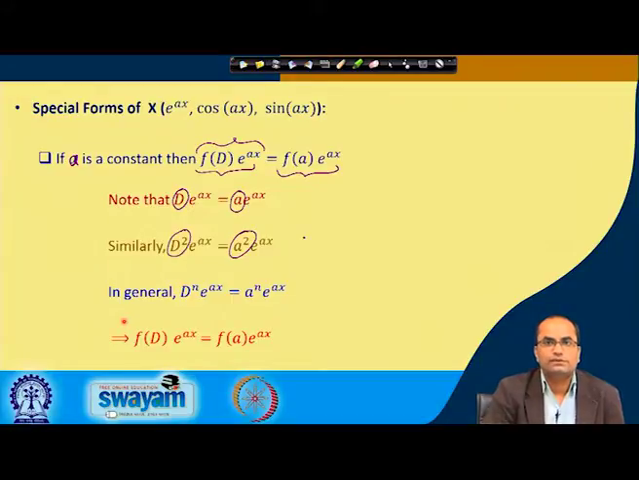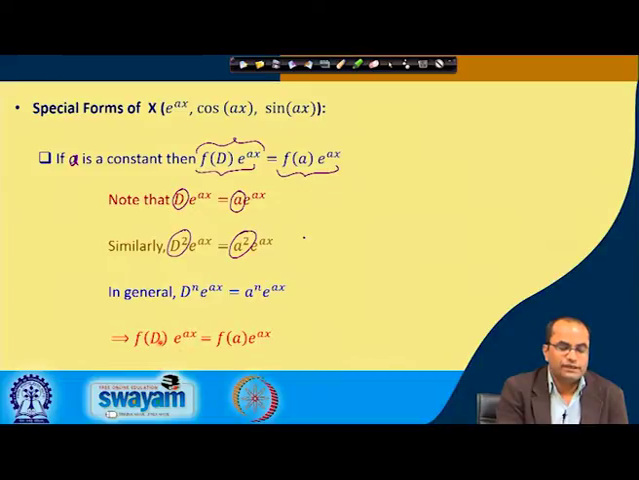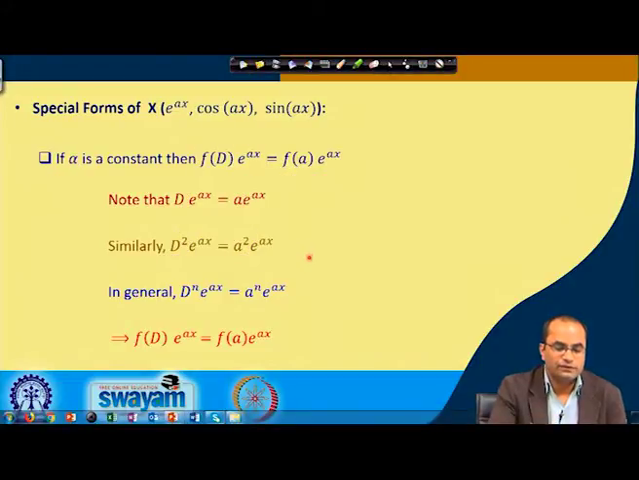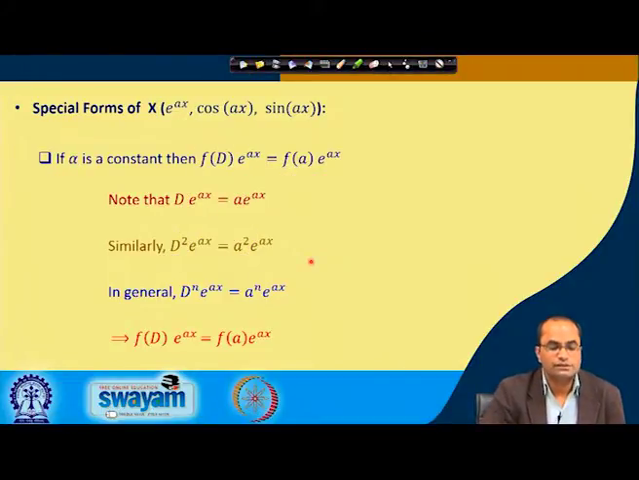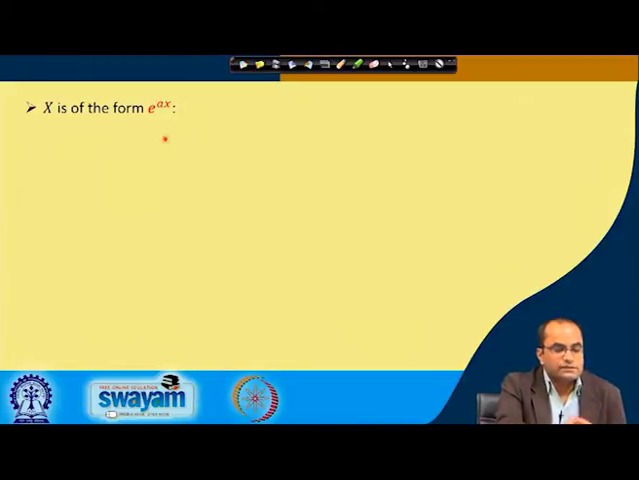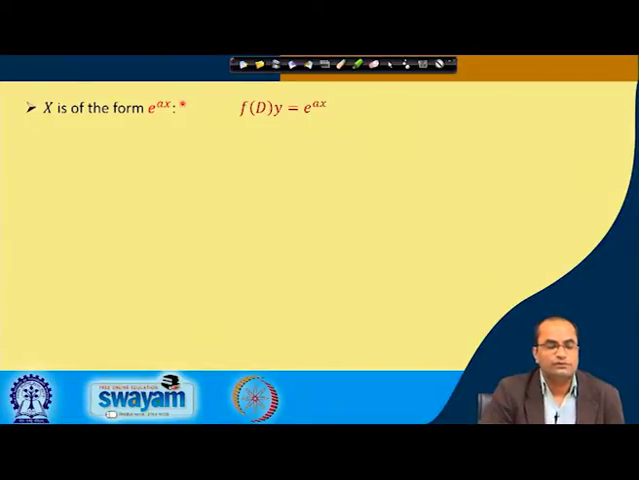when this right hand side X is a special function e power ax. So, what do we have here? f(D) e power ax is equal to f(a) e power ax. With this we can now derive the first result of this special form: if X is of the form e power ax, then what will be our formula to find a particular integral?